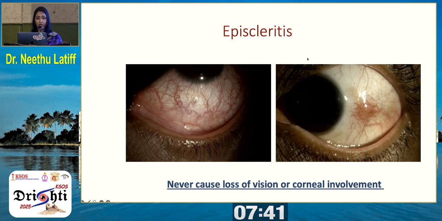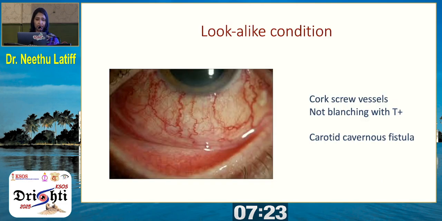Now, this is a patient who presented with episcleritis. As you can see, there is episcleral congestion, and this is a diffuse form. And here you can see a nodular episcleritis. And one thing to keep in mind is that episcleritis never causes vision loss or corneal involvement. So it's a benign and self-limiting disease.